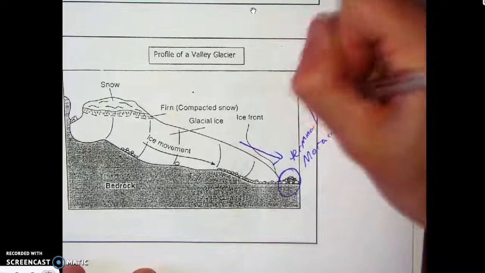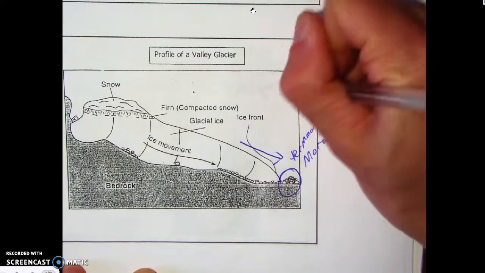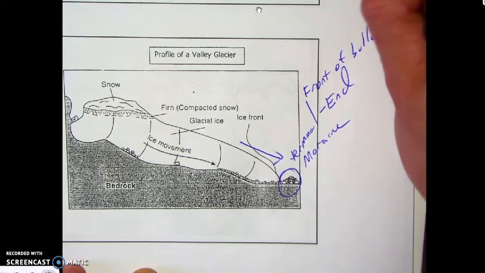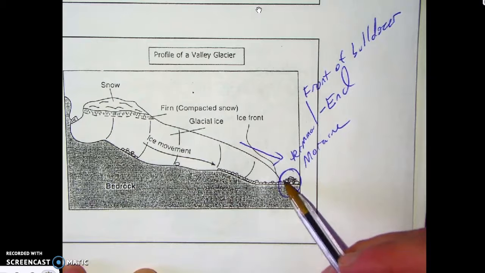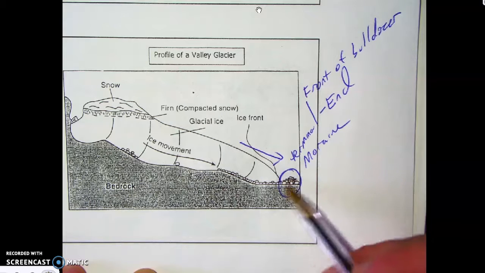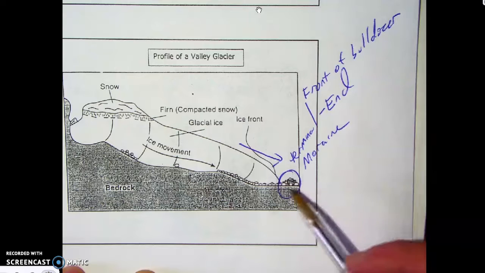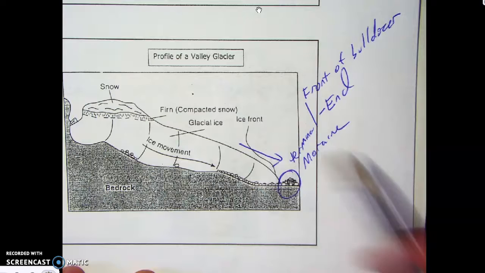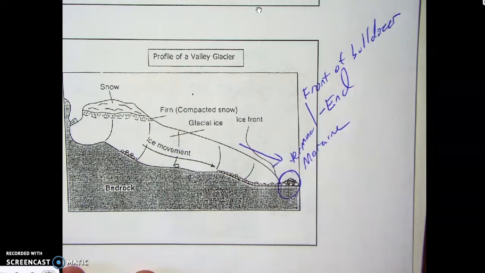Terminal means end. This would be like the front of the bulldozer. And at the front end of this moraine, we have an unsorted mixture of sediment. We have huge boulders, we have sand, we have silt, we have clay, and it's all mixed together in an unsorted mess. So we have terminal moraine.